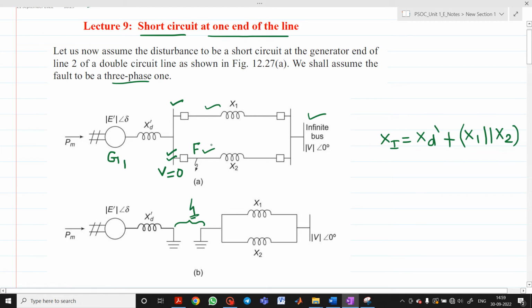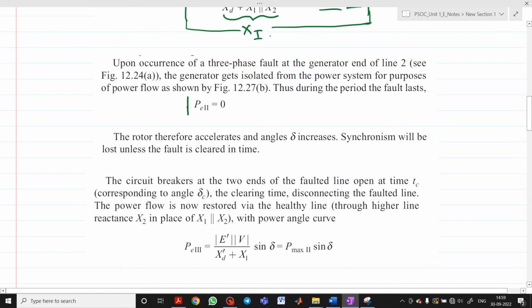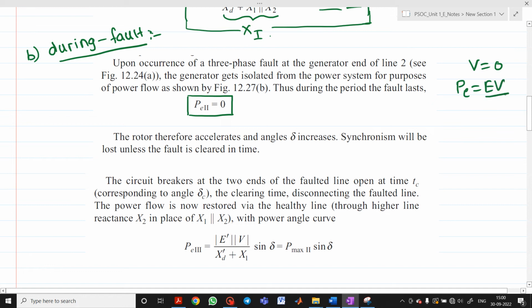Now during the fault condition, no power will be transferred from the synchronous machine to the infinite bus. So during the fault, the power transfer will be equal to 0. Here it is assumed that the fault takes place near the generator, on the same bus bar. As the fault occurs, V will be equal to 0, and you know P equals EV upon X into sine delta. So as V is 0, PE will also be equal to 0.